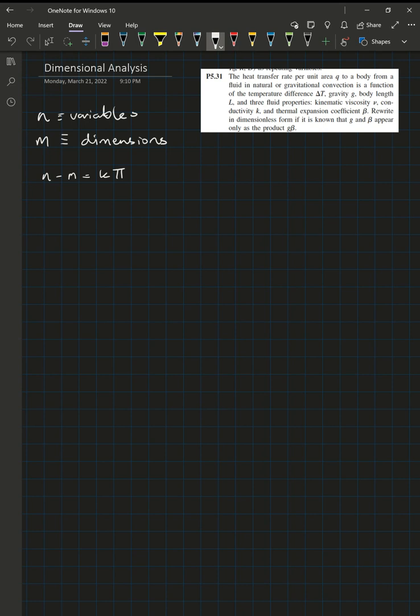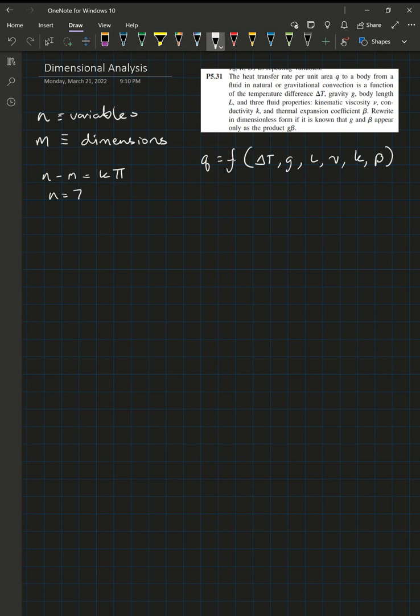So in our problem here, we see that Q is a function of delta T, G, L, kinematic viscosity, K, and beta. If we count out these variables, we have Q, 1, 2, 3, 4, 5, 6, 7, seven total variables.